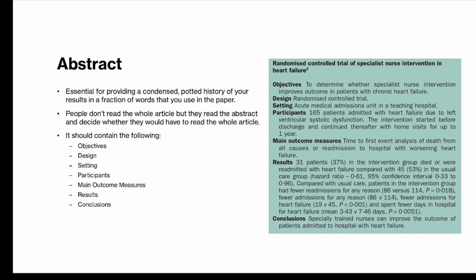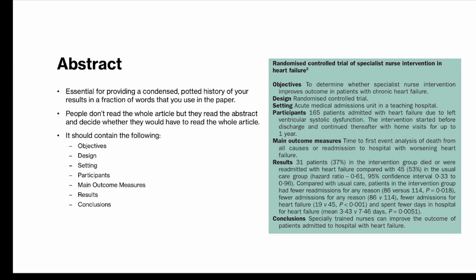And what were the main results? 37% in the intervention group died or were readmitted with heart failure compared with 45 or 53% in the usual care group. Compared with the usual care, patients in the intervention group had fewer readmissions for any reason. If you notice, there is just a comparison between the intervention group and the control group, and there is clear statistical information as to the results. The conclusion states here, specifically trained nurses can improve the outcome of patients admitted to hospital with heart failure. So it makes a difference.